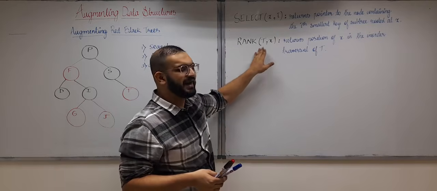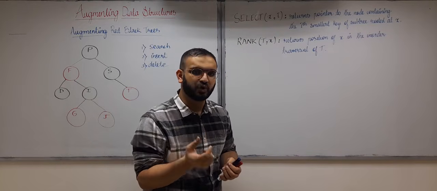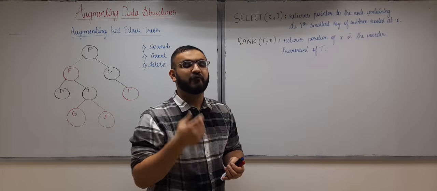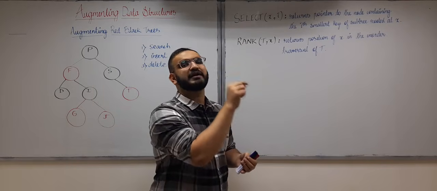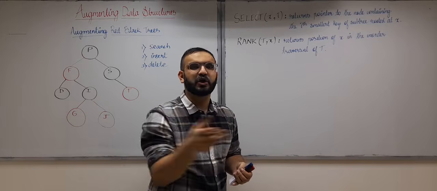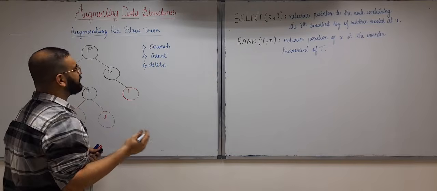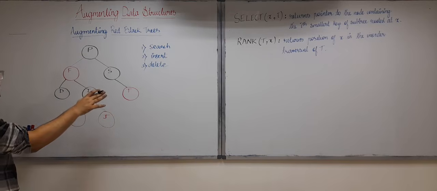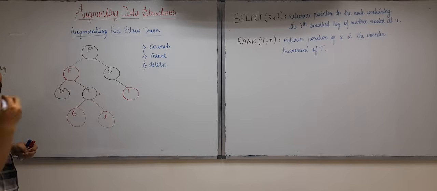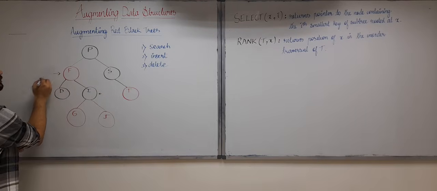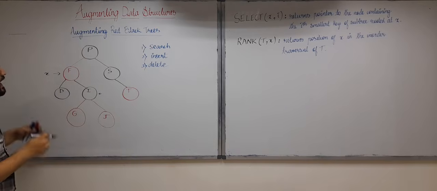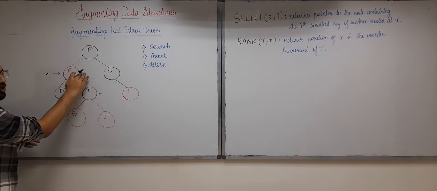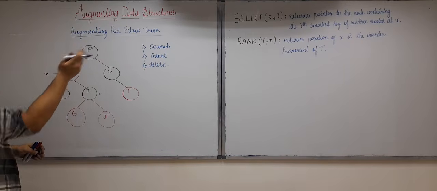Whereas in this operation rank, it returns the position of the node x if we do an in-order traversal of the entire red-black tree. What will be the position of this particular node when we do an in-order traversal of the entire tree? For example, what will be the position of node I when we do an in-order traversal of this entire red-black tree? Whereas in case of select function, we will first choose a node as x and we will find out the ith smallest element in this subtree that is rooted at x, or rooted at f in this case, right? So that is the select function.